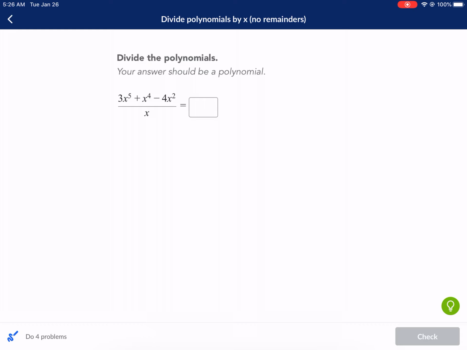We have here 3x to the fifth plus x to the fourth minus 4x squared divided by x.